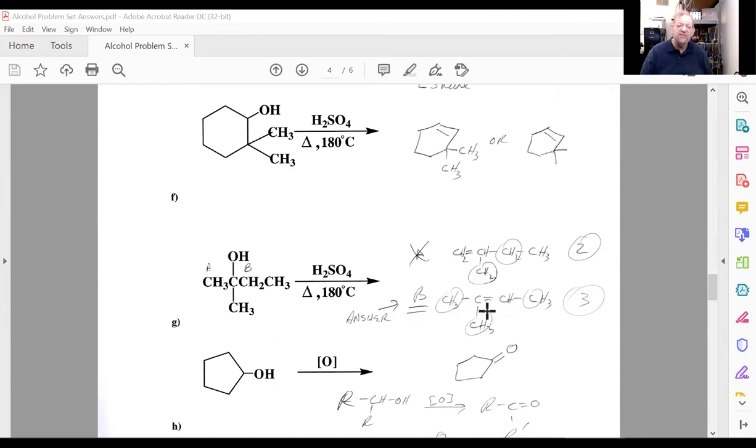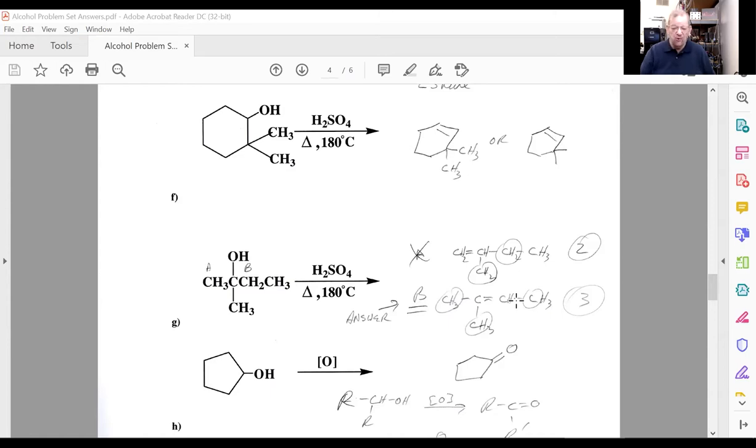Now, how does Zaitsev's rule work? You count, and listen carefully. The carbon atoms, not all the carbon atoms, just the carbon atoms directly bonded to the carbons that are double bonded. And structure A, by the way, you can't see it because part of it went to the circle. That's a three. This one has this carbon and this carbon. You don't count this one because that's not directly bonded. So in A, we have two carbon atoms directly bonded to the carbon atoms of the double bond. In B, let's count, one, two, three.